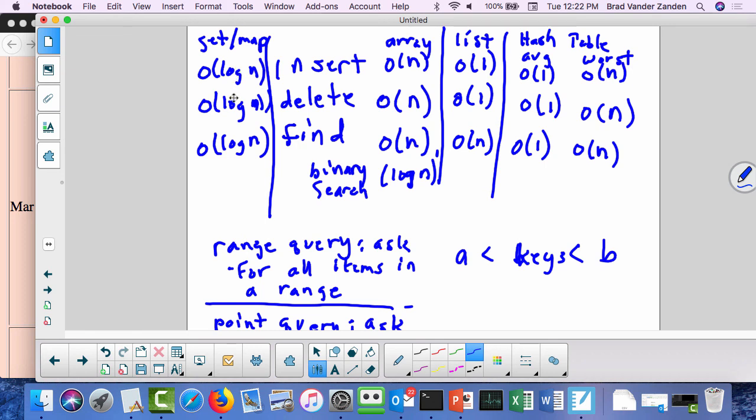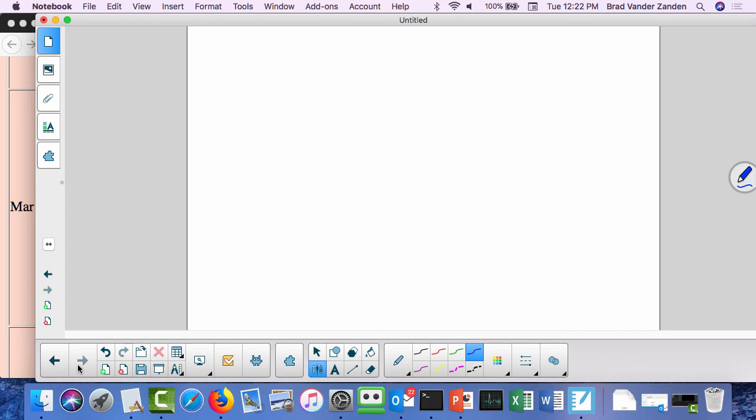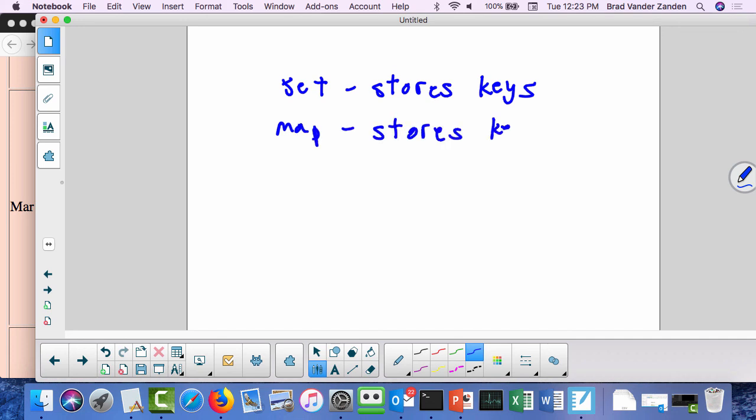Now, what's the difference between a set and a map? A set only stores keys. A map stores key value pairs. Typically, you want a value to be associated with a key. However, sometimes all you care about is the key itself.